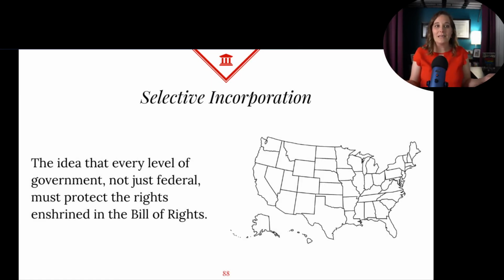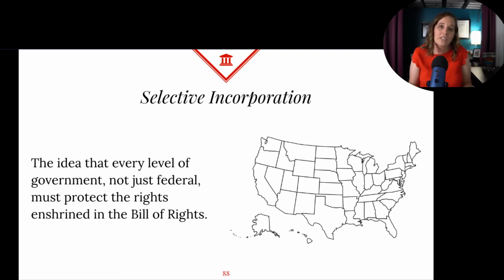So what does this mean? Selective incorporation is the idea that every level of government, not just federal, must protect the rights enshrined in the Bill of Rights. But it is selective. The court chooses which rights should be protected. At this point, there has not been a total or full incorporation of the Bill of Rights. At this point, it's been done incrementally. To date, the court has not adopted the principle of total incorporation, only those rights specifically granted by the court.